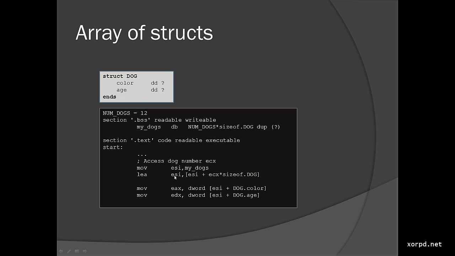Finally, after we got the exact address of dog number ECX, we can access its fields or its attributes. We do it like this. We just take ESI, which is exactly the location of this dog in memory, and we add dog.color or dog.age. And we can use those addresses to read the corresponding D word to color or age. So this is how we access one element of an array of structs.